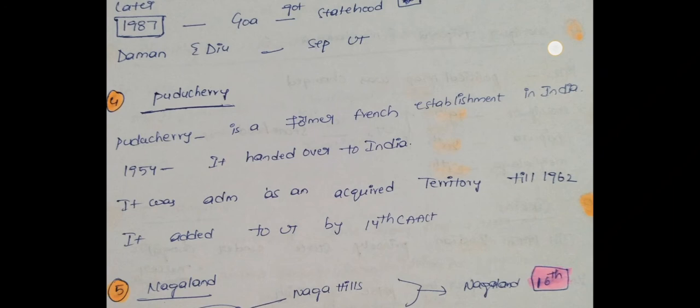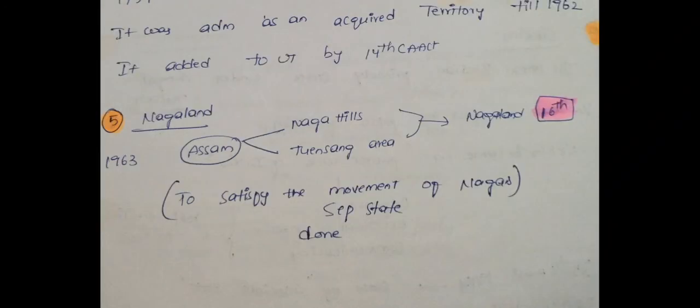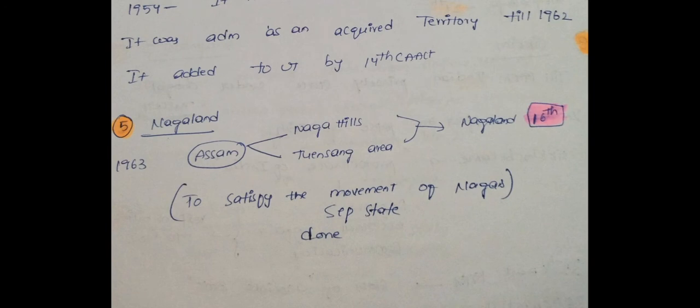Nagaland. In 1963, the state of Nagaland was formed by taking the Naga Hills and Tuensang area from the state of Assam. This was done to satisfy the movement of the Nagas. Before giving Nagaland the status of the 16th state of the Indian Union, it was placed under the control of the Governor of Assam in 1961.